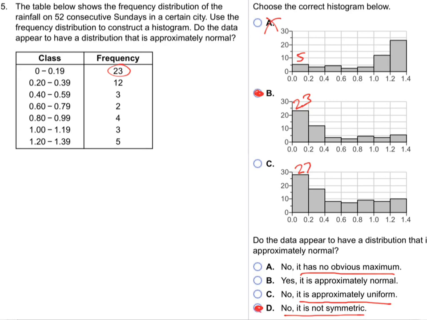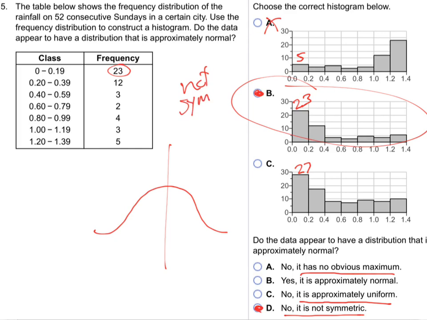Yeah, that's true. Remember what symmetric means? Sym means same. A bell curve is symmetric, meaning it's the same on the right and the left of the middle. So, yeah, this graph is not symmetric. It has no middle, and it's not the same on both sides of the middle. All right, we good?